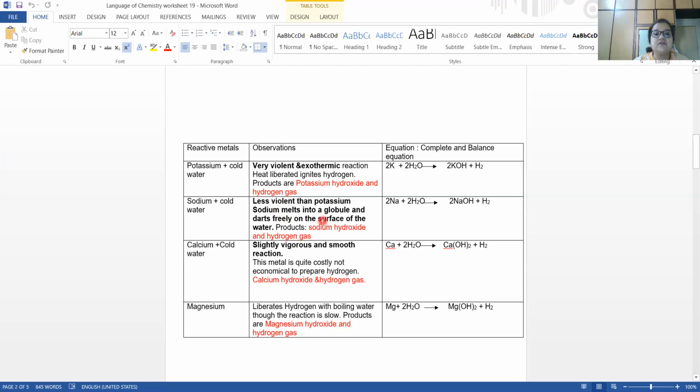And the observations are very important. So sodium melts into a globule and darts freely on the surface. They might ask you what happens. Right observation: sodium metal is put into cold water. Right observation, right reaction. Two types of questions can come on this.